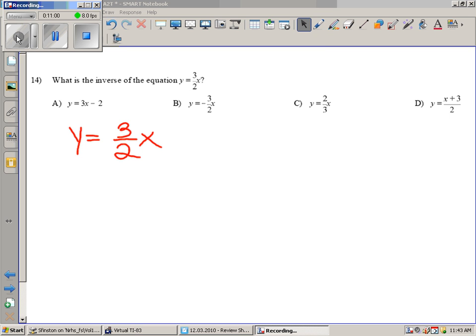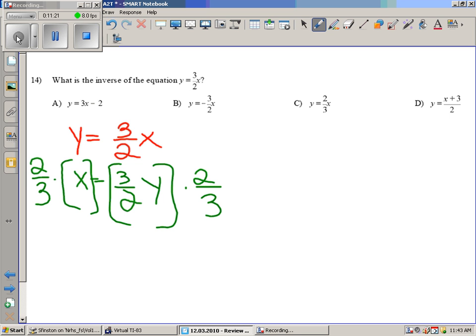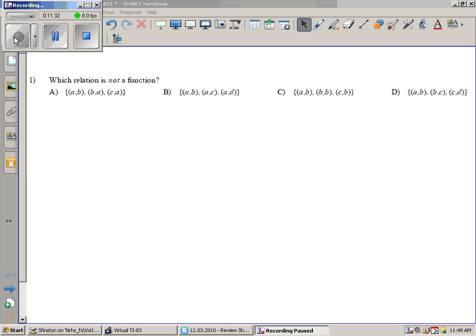Question 14, right? We've got to find the inverse. What do you do? Step 1. Yep, and then how do you get rid of that 3/2? Yeah, you multiply it by the reciprocal, and the reciprocal would be 2/3. Anytime you multiply a fraction by the reciprocal, you just basically get rid of the fraction. So this and this cancel, and then you get 2/3 x equals y. And which choice is that? Yep, that's choice C.